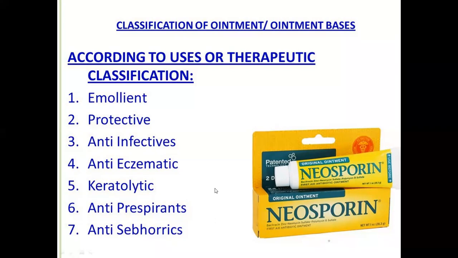The next one is anti-seborrheic ointment. Seborrheic is a disorder of the skin. If there is inflammation to the skin, dermatitis. What is dermis? Dermis, epidermis, layers of skin. Yes or no? Yes, ma'am. So dermatitis means there is inflammation or infection to the dermis layer. At that time this seborrheic disorder occurs, and to treat this infection, anti-seborrheic ointments are used. Then also other types are astringent ointment.